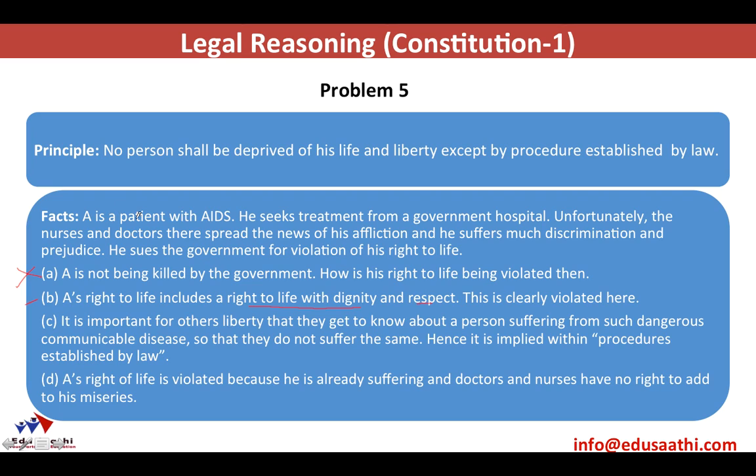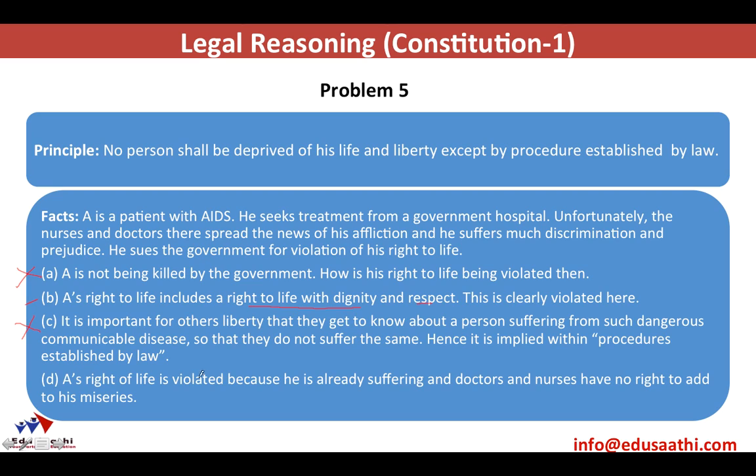In this case, by revealing his medical condition to other people, the government hospital has actually violated his right to life. Another option says it is important for others' liberty that they get to know about the person suffering from such a dangerous communicable disease, so that they do not suffer the same. Hence, it's implied within the procedure established under the law. No, this is not the answer. There is no procedure established by law which provides for giving the personal medical condition information to other people. So it's not the right answer.